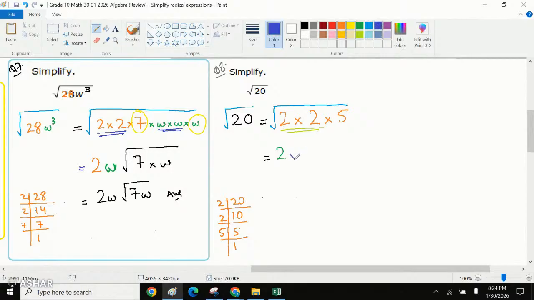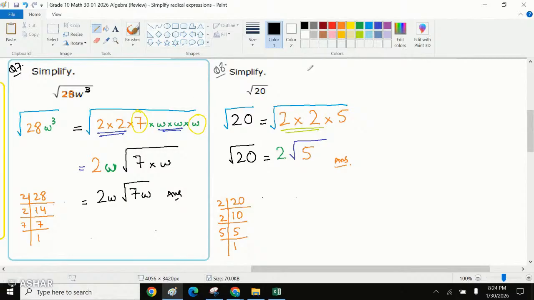And inside the radical, we are only left with 5. That means 2 radical 5 is equal to radical 20. They would have the same answer. How can we check this? We write radical 20 in the calculator and it shows us 2 root 5. Okay?